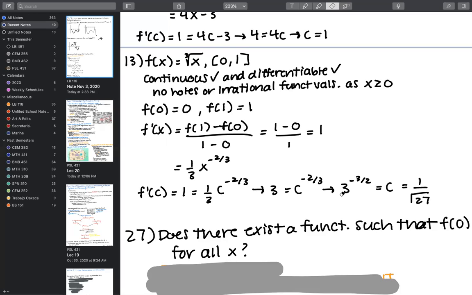But you can't take the square root of 3. We've got to cube it. And so again, this negative sign is going to pop the number into the denominator. 3 cubed is 27. We can't take the square root of 27, and so we maintain that square root symbol in the denominator. And the derivative of f of x is equal to 1 at c, which is equal to 1 over the square root of 27.